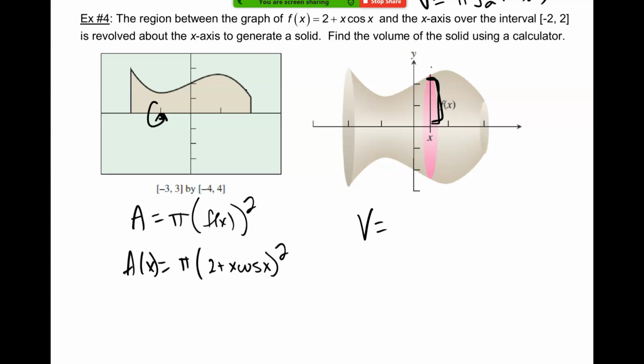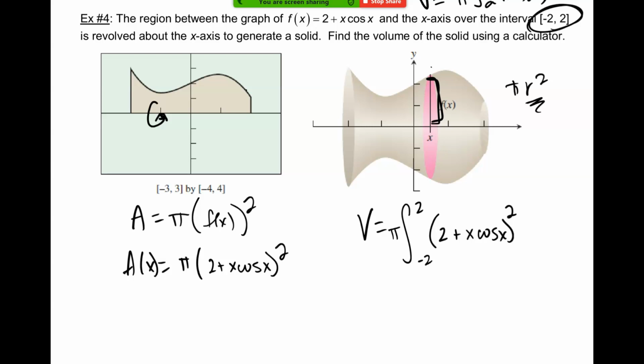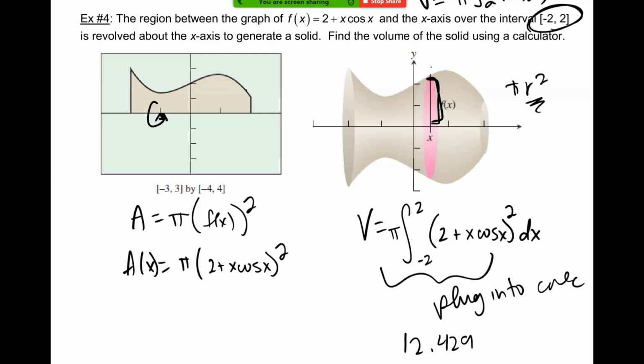So to find the volume, we take pi times the integral. We're going from -2 to 2 of pi times our radius. Our radius is 2 plus x cosine of x, and then radius squared, because pi r squared is area, so our radius is squared, dx. And then I'm not going to do this one. I'm going to plug it into the calculator. So if you do that, you get 12.429.